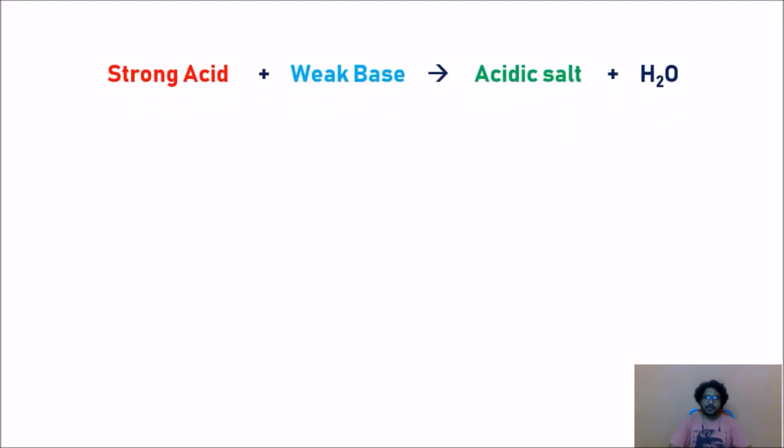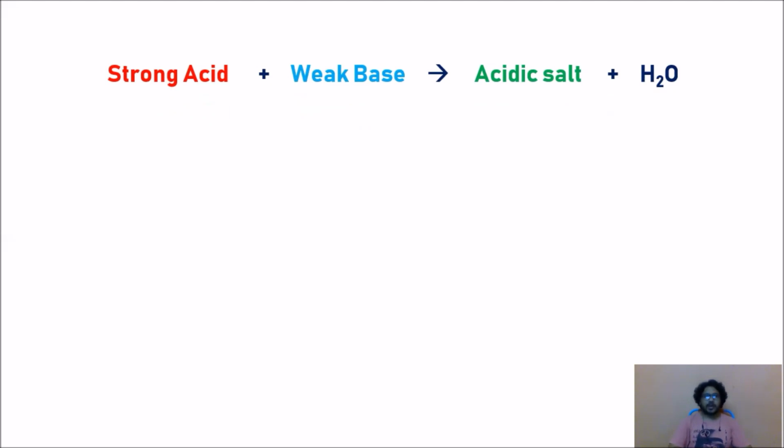Okay, first let us try to understand how salt is produced. We know when acid reacts with base, salt is generated. But we have 2 types of acids and 2 types of bases: strong acid, weak acid, strong base, weak base. So we have 4 possibilities of getting salts.